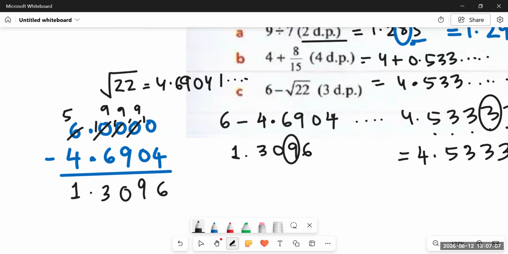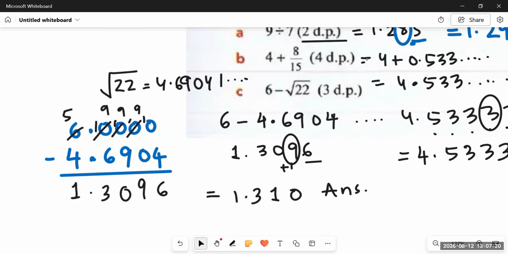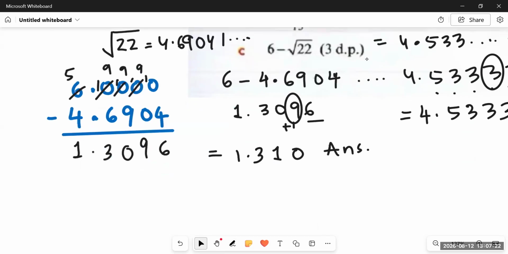Since we have to round it to 3 decimal places, now we have to round it. We have 9 here at the third place, and the digit next to it is a strong digit, so we have to add 1 to it. It will become 10, and we will have 1.310. This will be the answer. You have to write down the 0 as the last digit because we have to round it to 3 decimal places. So keep this in mind.